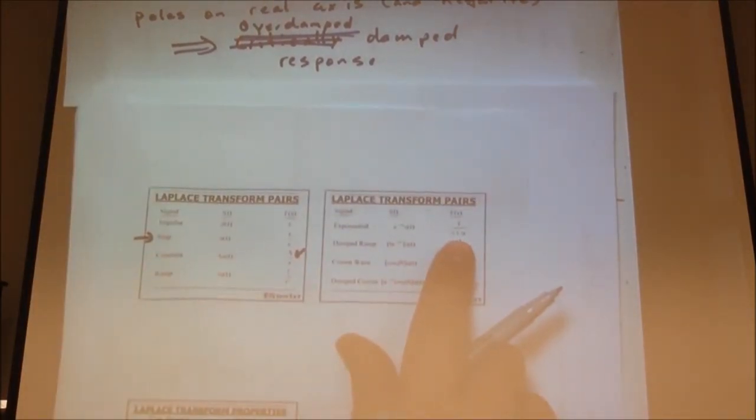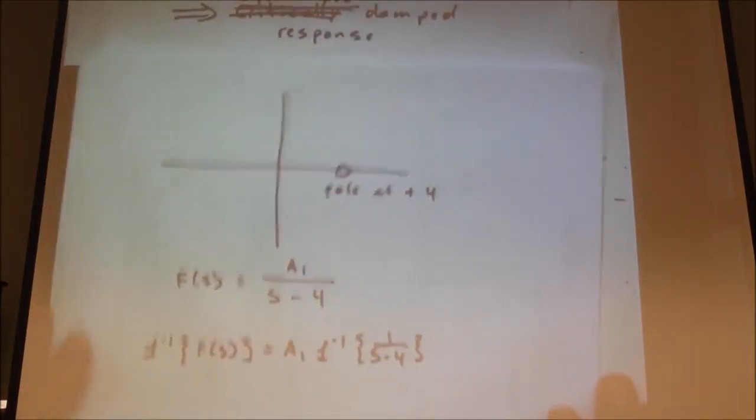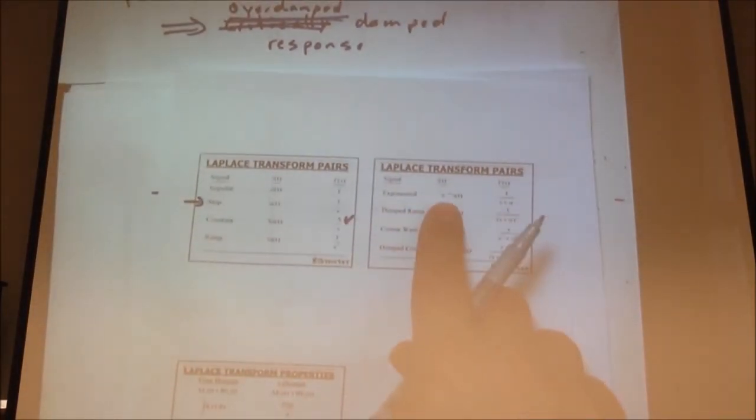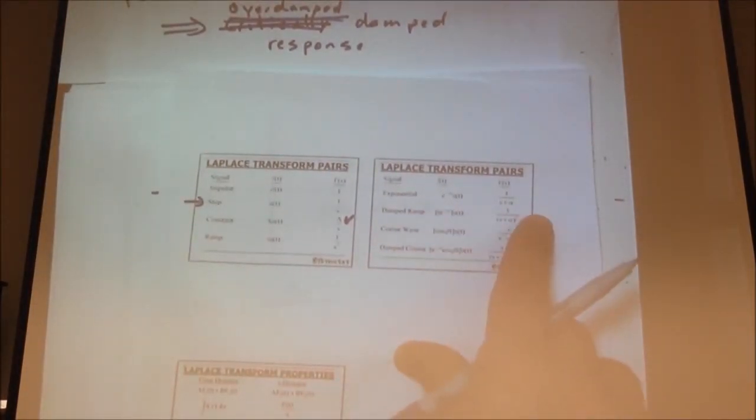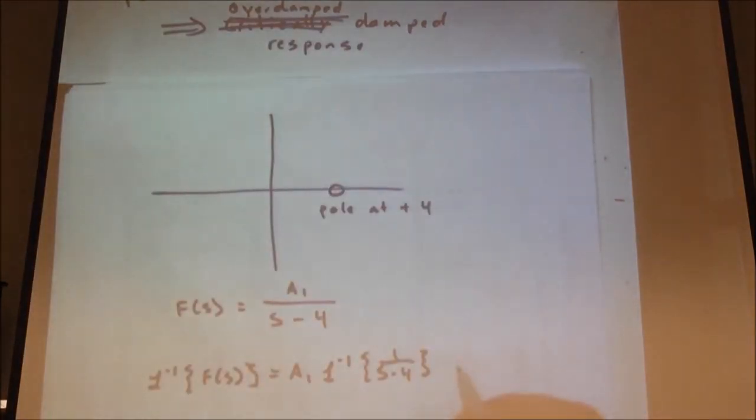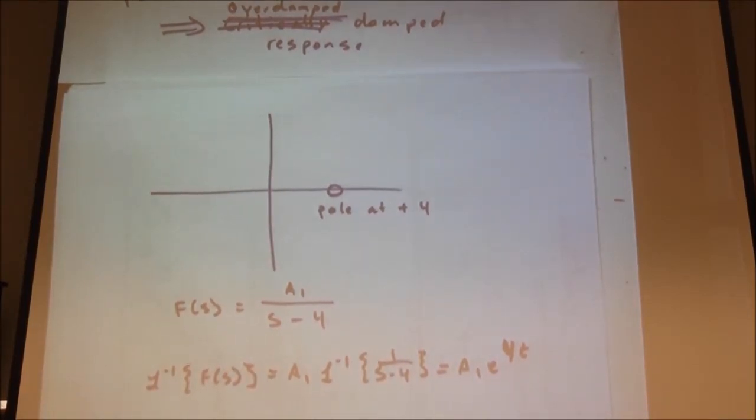It's still the fraction expression. It says s plus alpha, but alpha can be a positive or negative number. It doesn't matter what the sign is. And so what do we wind up with? Well, if this is s plus alpha and the Laplace transform is e to the minus alpha t, if alpha is negative, then this winds up being a1 e to the 4t. What can we say about this as time goes on?